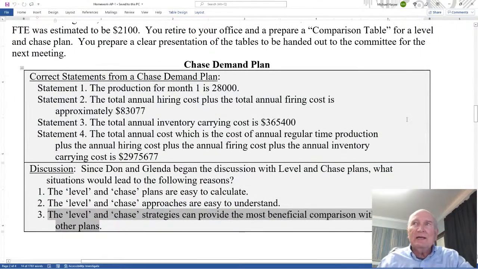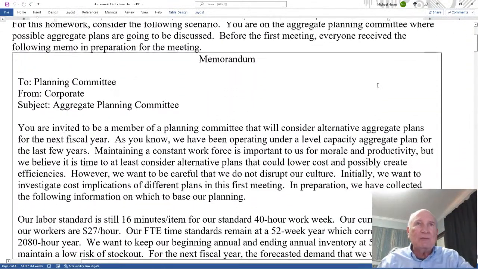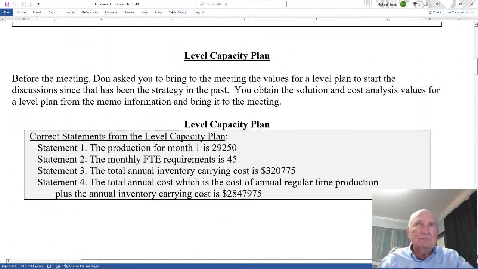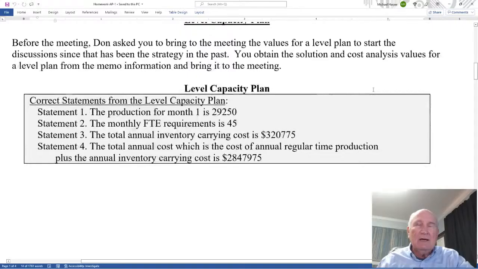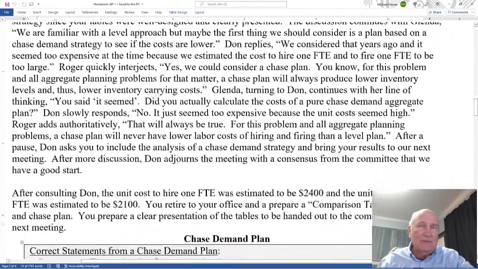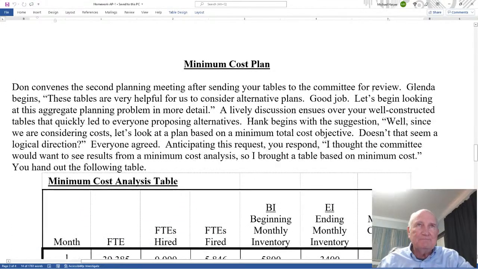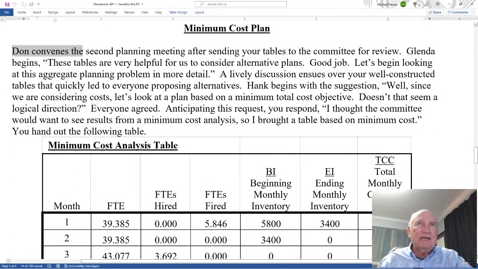Here are the problems. Remember the scenario here for the aggregate planning homework. We did the level capacity plan, plan 1. We did the chase demand plan, plan 2. And this one we're going to do the minimum cost plan. Don convenes the second planning meeting after sending your tables to the committee for review. Glinda begins, "These tables are very helpful for us to consider alternative plans. Good job. Let's begin looking at this aggregate planning problem in more detail." A lively discussion ensues over your well-constructed tables that quickly led to everyone proposing alternatives.